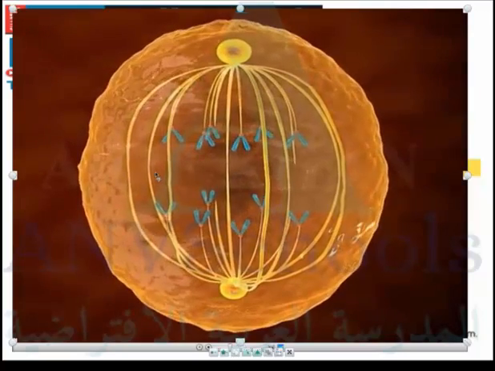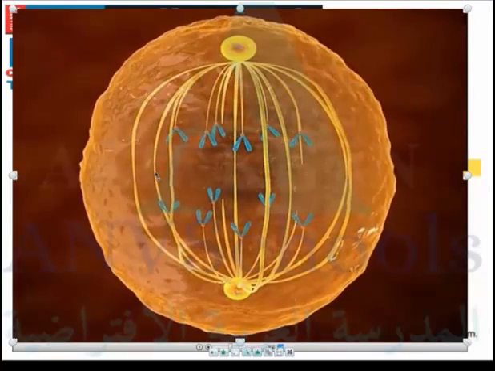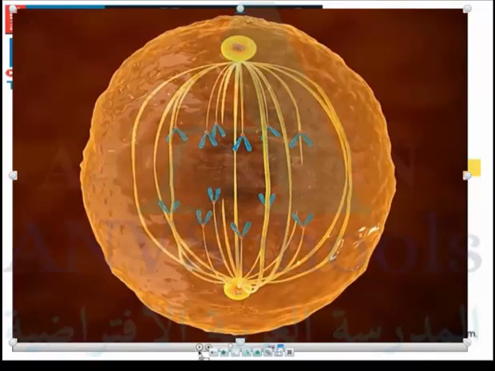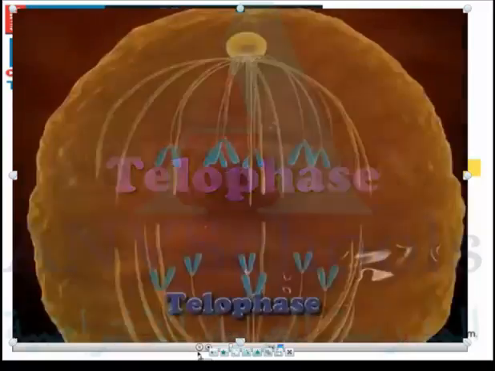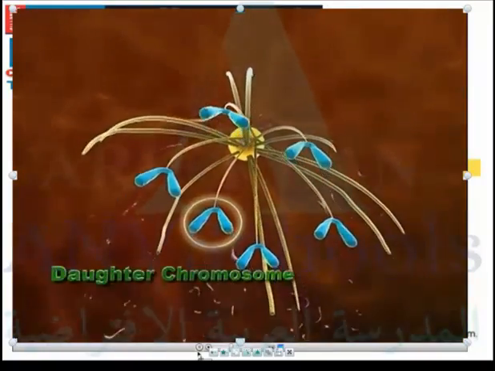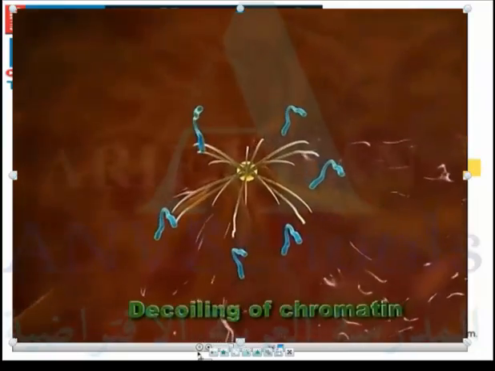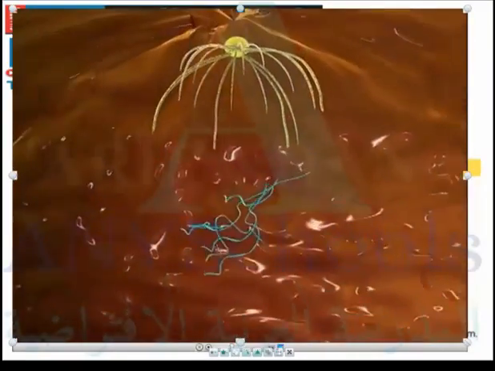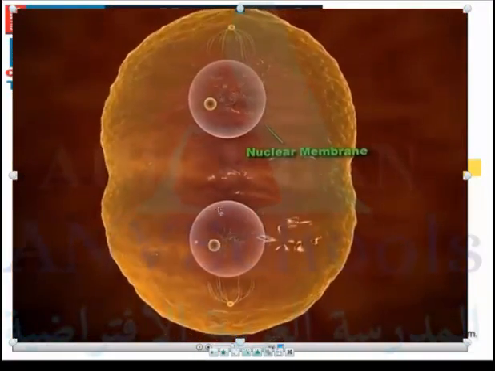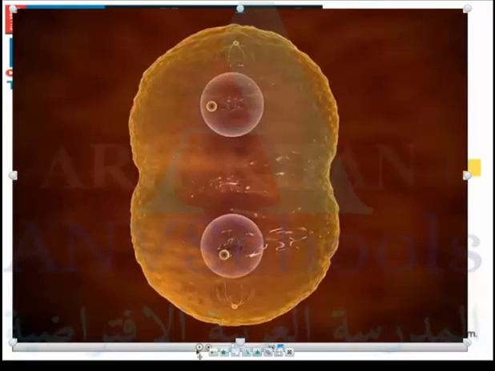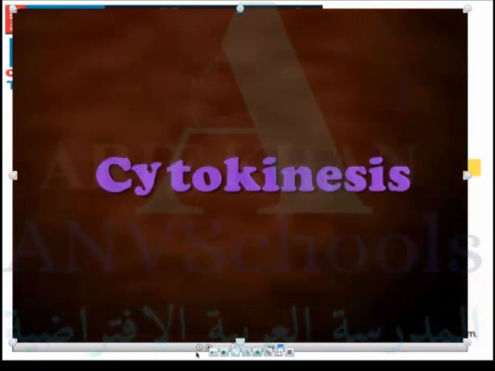After that, we will enter another phase, which is now telophase. You can make a prediction of what will happen in telophase. You can pause the video and think about what will happen. Then telophase comes in. During telophase, the spindle fibers disintegrate. The chromosomes are again loosened to form chromatin, and the nuclear envelope is reformed. So you can see the nuclear envelope has been reformed.